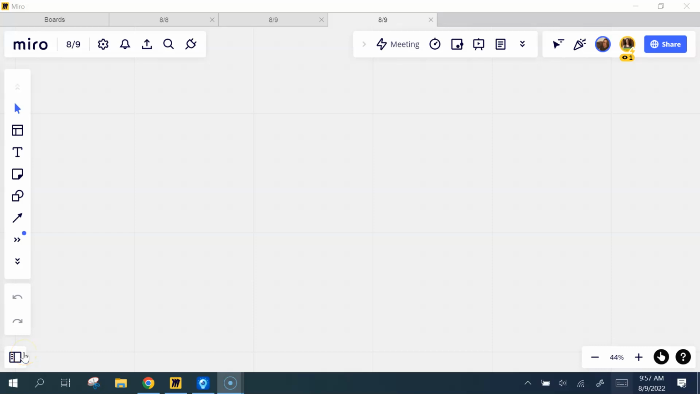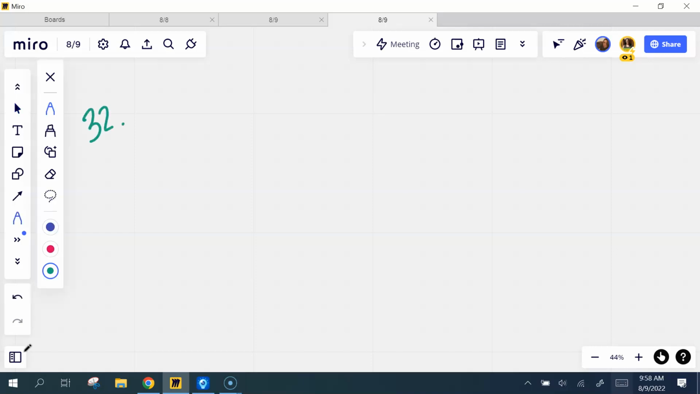Homework? I see no. Pretty easy. Number 32. I do not have the book in front of me, so will you give me that equation, please?